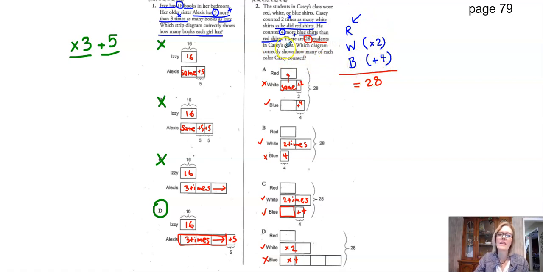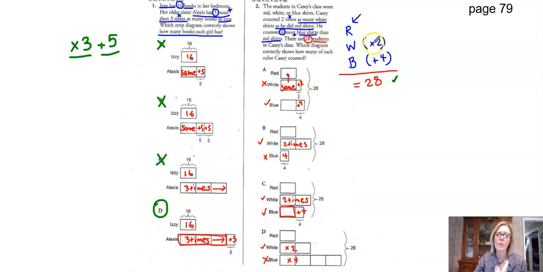Okay, there are 28 students in Casey's class. Which diagram correctly shows how many of each color Casey counted? So I made everything equal 28 down here. Every one of these say they equal 28, so we're good on that. So everything equals 28 over here. It says it does. Okay. So we can't count anything out just because it doesn't equal 28. So darn, we can't eliminate anything yet.